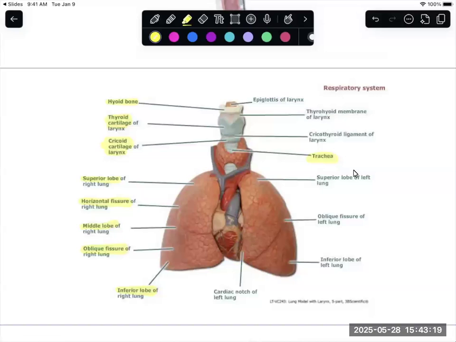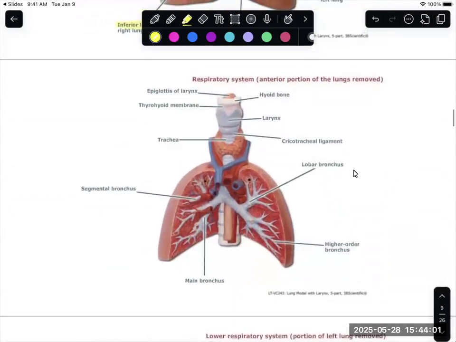Our left lung has two lobes. We have that superior lobe and that inferior lobe. This side only has two lobes because of the heart. So we have that cardiac notch, which is a little imprint in here that allows that heart to have space between those lungs. We also have an oblique fissure that separates the superior and the inferior lobes of the lungs here. You can also see that cricothyroid ligament.